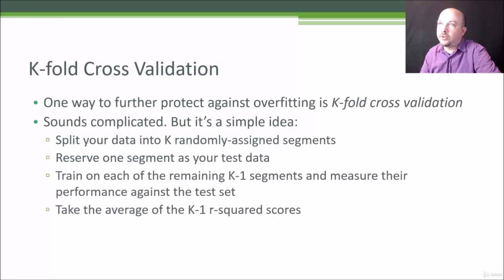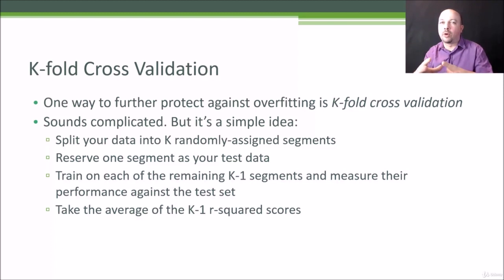So there is a way around that too, called k-fold cross-validation, and we'll do an example of this later in the course, but the basic concept is you do train/test many times. So you actually split your data not into just one training set and one test set. You split your data into multiple randomly assigned segments, k segments, that's where the k comes from, and you reserve one of those segments as your test data. And then you start training your model on the remaining segments and measure their performance against your test data set.